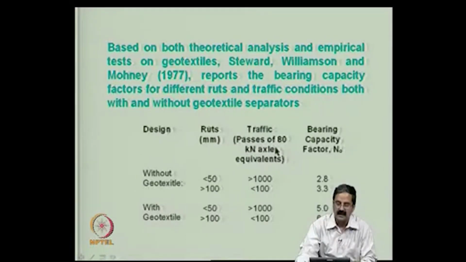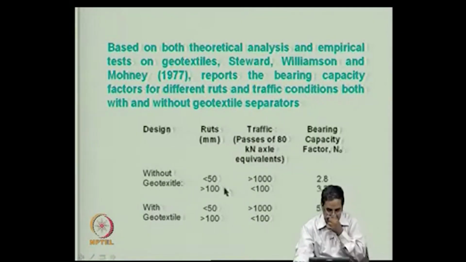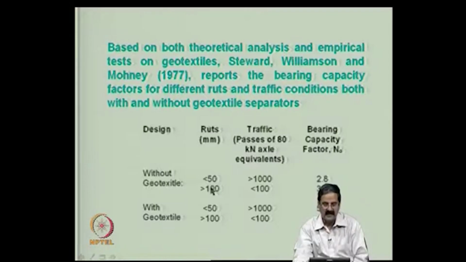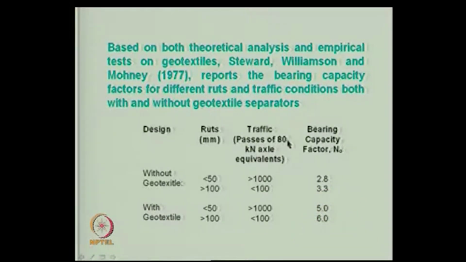And without geotextile, if the rut depth is less than 50 mm and the traffic intensity is more than 1000, people have worked out the bearing capacity. I hope you know that the bearing capacity of soft soil is 5.14 Cu, right. Qu equals 5.14 Cu. So, that is the ultimate bearing capacity of the soft soil.